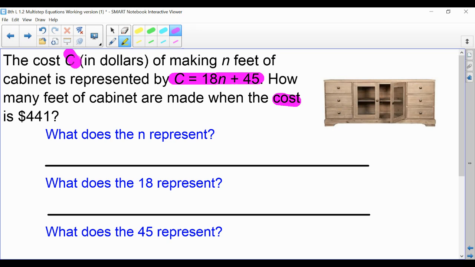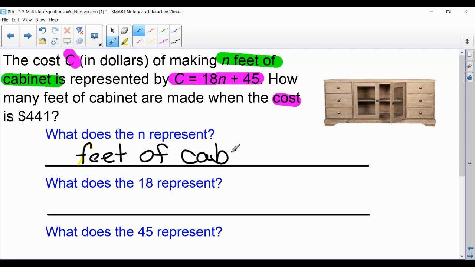So let's think about what n represents. Well, in the problem, it tells us n feet of cabinet. So that's how long or how many feet of cabinet we have. Actually, it would be more than just length because we have to build the whole thing and it's three-dimensional. So n is the feet of cabinet that was built.